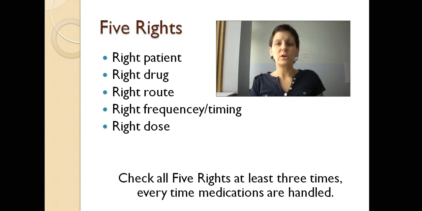The 5 rights are: make sure that you have the correct patient, the correct drug, the correct route, that's how it's entering the body, the correct frequency or timing, that's how often it's supposed to be given, and that you have the right dose. Anytime you touch medication, you should check these 5 rights at least 3 times within the prescription filling process. It's a good habit to get into. So make sure that you have these memorized and that you know that you should check them, each one of these 5 rights, at least 3 times every time you're handling medications.